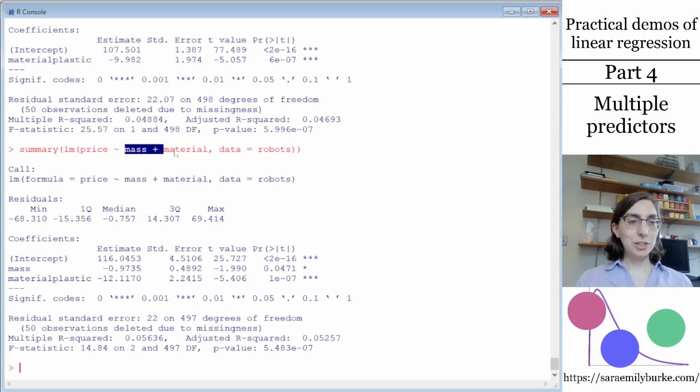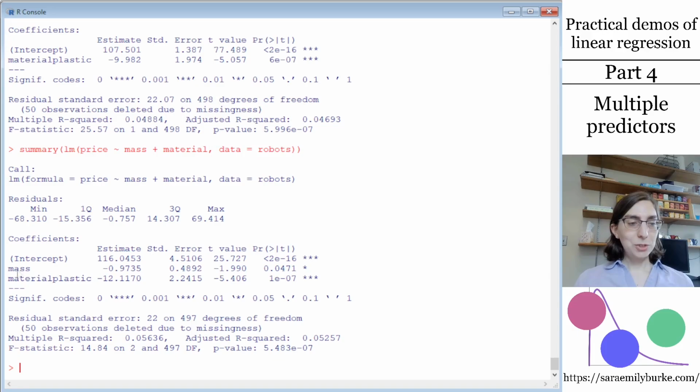When I include mass and material in the regression model together, then I get the slope of material adjusting for mass and the slope of mass adjusting for material. And some strange things happen. The slope of mass now is negative 0.97, and it's statistically significant. This means that adjusting for material, heavier robots tend to be less expensive.